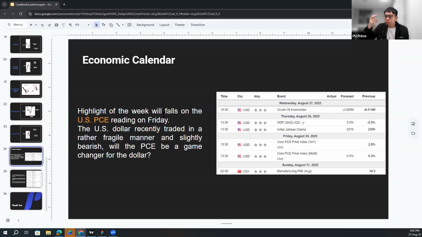So you be my guest, if the USPCE comes very strong, very high, that's showing a sign of a rebound in the inflation in the country, then it will definitely boost the dollar, no matter how bearish it currently is. But what if the USPCE comes very low? Then it is definitely going to hammer the dollar down. Why? Because last Friday, Jerome Powell already gave a very dovish statement.